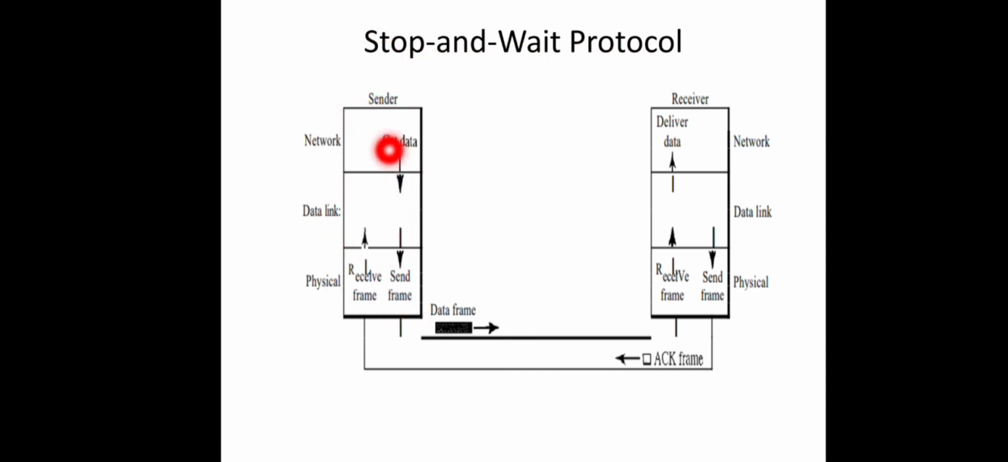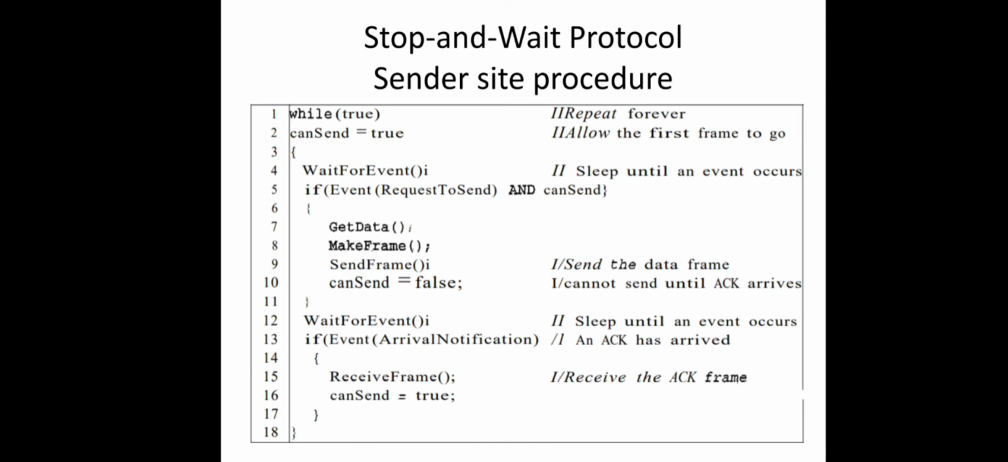At the sender machine, we have the network layer. From the network layer, the data link layer receives a data packet, makes it a frame, and sends the frame to the physical layer. Over the physical link, it will travel to the receiver machine. At the receiver machine, it is received by the physical layer. Remove the trailer and header part, deliver the data to the network layer, and after that, the data link layer will send an acknowledgement frame back to the sender. That will be received by the physical layer, and from that, by the data link layer. Then only it can send the second frame. This is the stop and wait protocol.